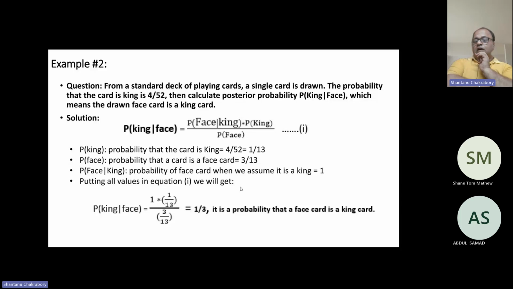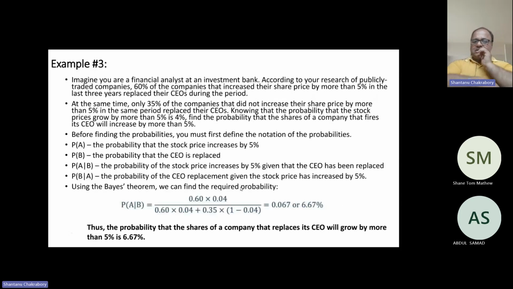So once we put it into the formula, we get what? We get the probability that the face card is a king card. And this is another example where a financial analyst at an investment bank does particular research, and he finds out that 35% of the companies that replaced their CEOs did not increase their share prices by more than 5% in the same period.